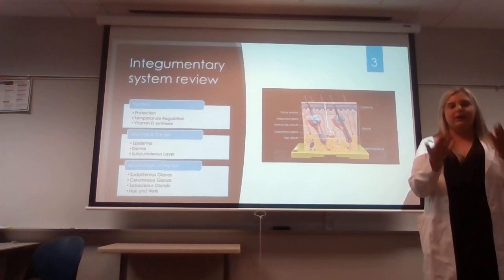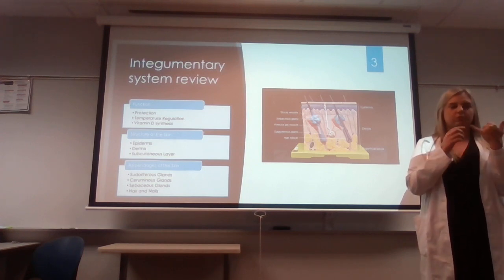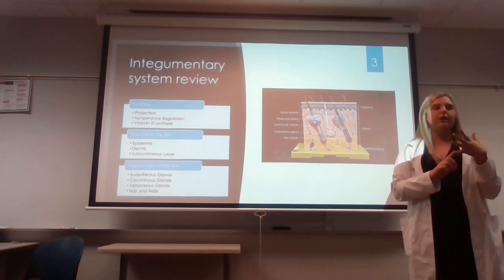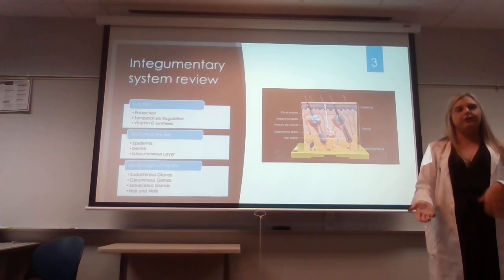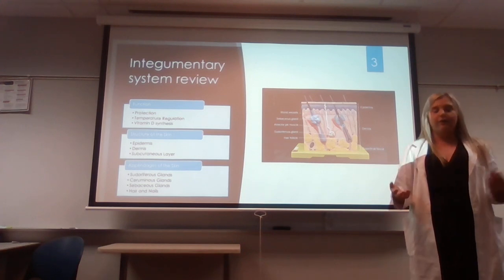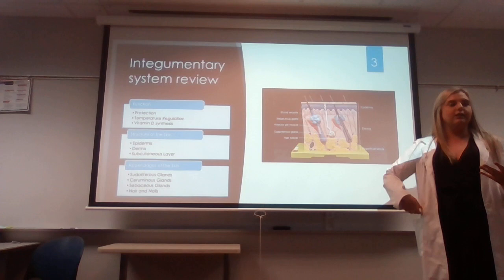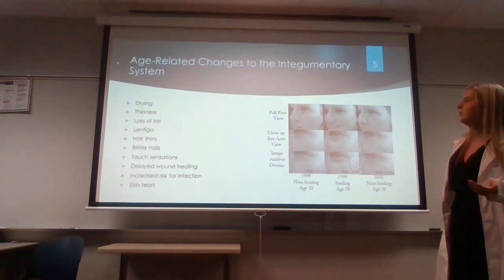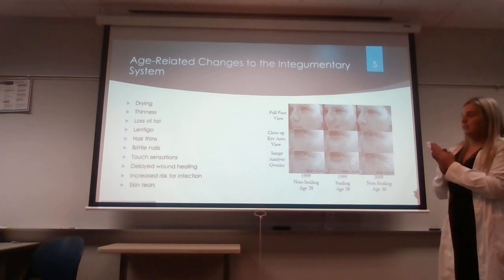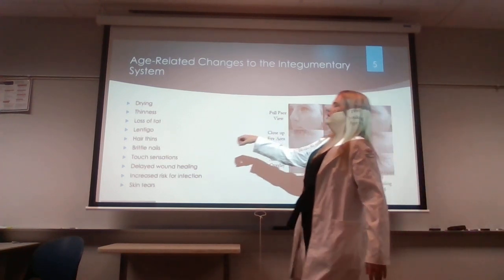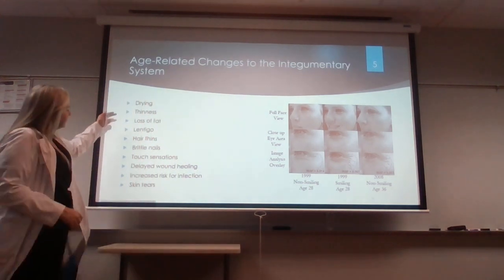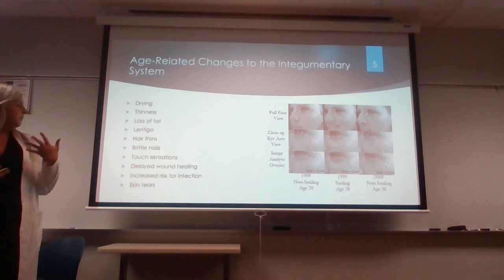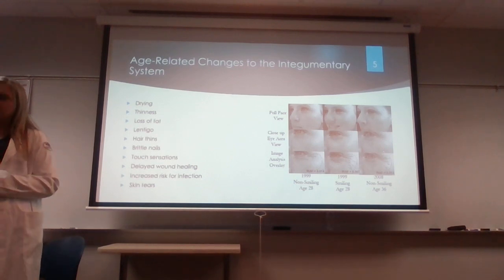Then you have your sebaceous glands and your hair and nails. Whenever you're looking at your patients, have you noticed how their hair and nails look? Have you noticed the uneven distribution of hair, how the nails are brittle? Well, that right there is some of the issues that we're going to be discussing with the integumentary system of the older adult. So, age-related system changes. Y'all have said the dryness, thinness, hair thinning, brittle nails, delayed wound healing. Can y'all think of anything else that it might cause?